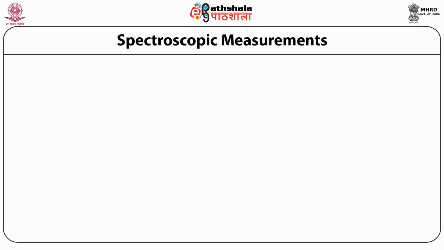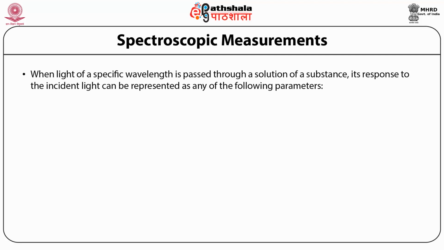The measurements in spectroscopy can be done by any of those methods, by any of those parameters like absorbance, transmittance, optical density, or extinction measurements. So when a light of specific wavelength is passed through a solution of a substance, its response to the incident light can be represented by absorbance or transmittance or optical density. Absorbance is the measure of how much content of light gets absorbed by a substance.